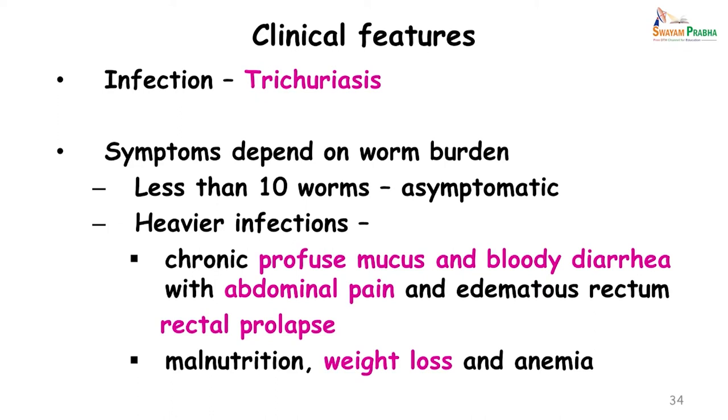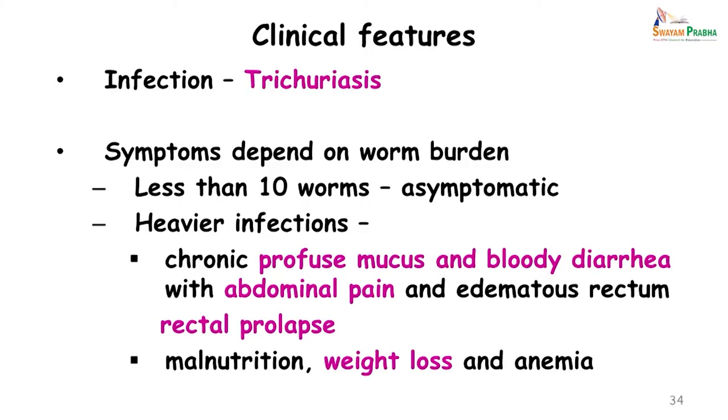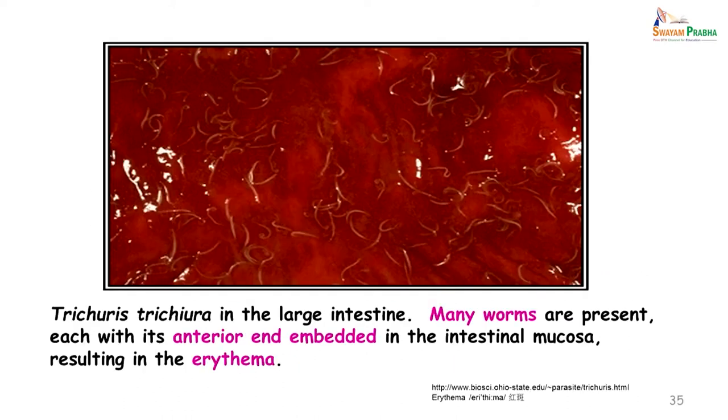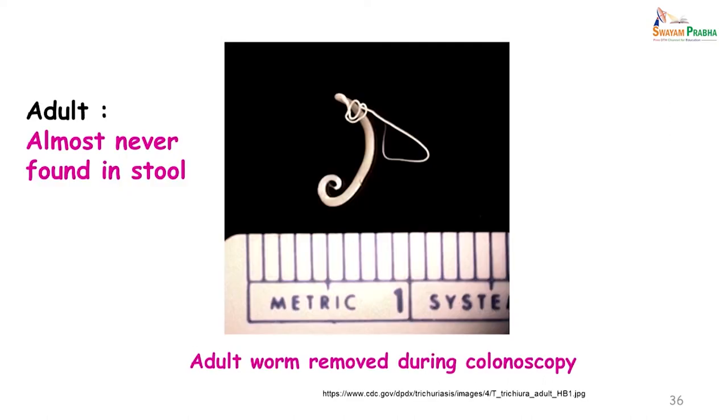This is usually seen in patients who are immunocompromised. Now, due to the presence of this worm, besides the other symptoms which I've mentioned, there can be malnutrition, weight loss and anemia. This is a picture of Trichuris trichura in the large intestine. As you can see, many worms are present. Their anterior end is embedded in the intestinal mucosa, and this has resulted in erythema. The adult worm is almost never found in the stool, unless it's a case of rectal prolapse. This is a picture of an adult worm which has been removed during colonoscopy. So you can see why it is called a whipworm.